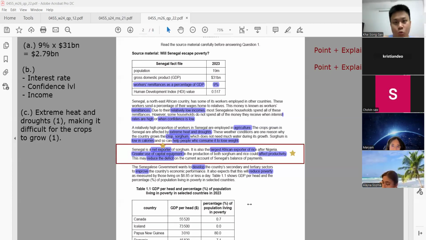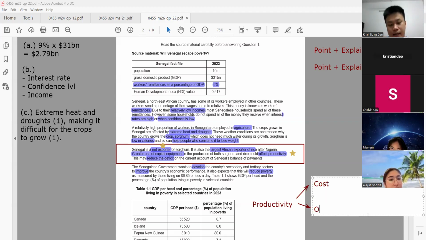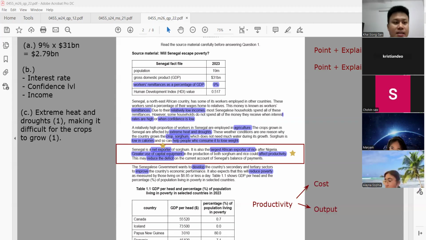Every time when you want to explain productivity, you can focus on these two things. Productivity means efficiency, right? So productivity will affect cost and will affect output. So higher productivity will result in lower cost and higher total output. So that's something I can elaborate later. Therefore, when I answer this question, I must relate to how it reduced the deficit. I do the sample for you now.